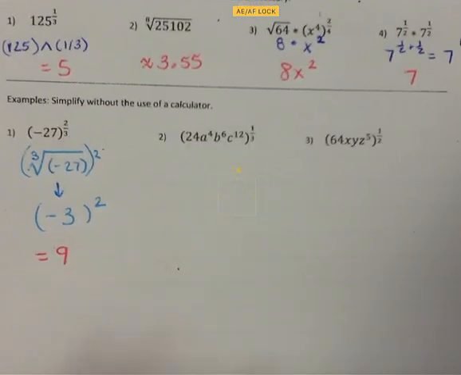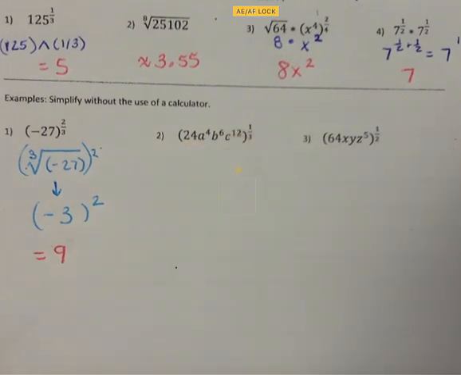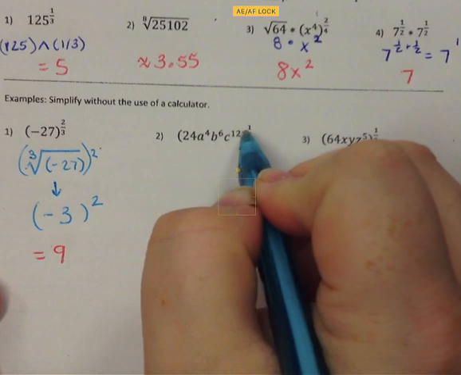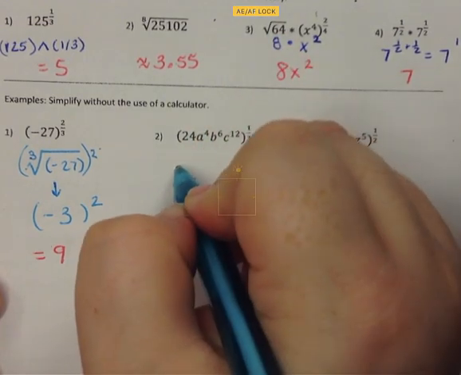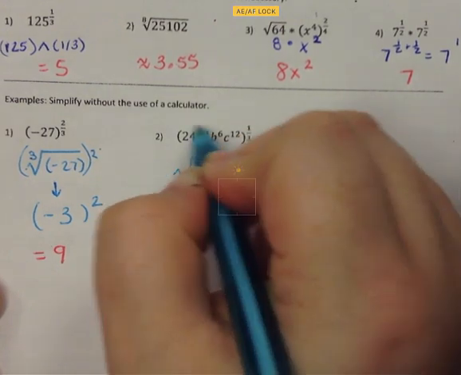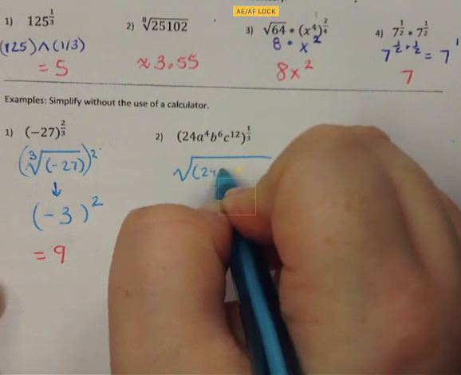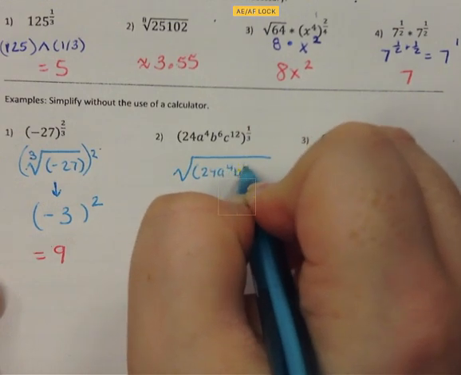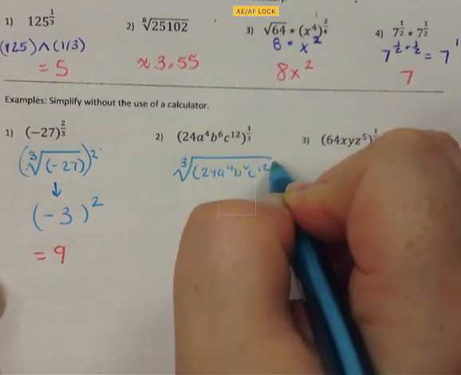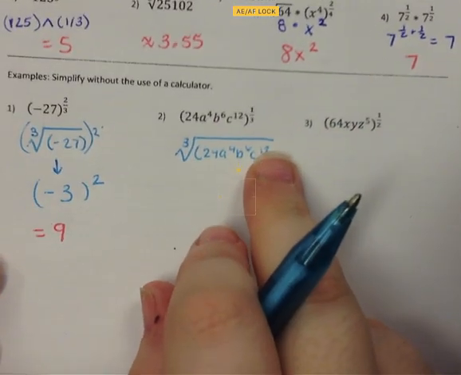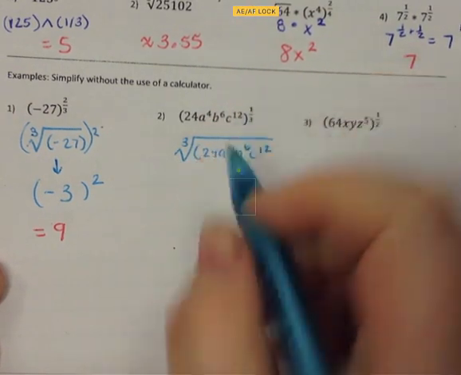Okay. On number 2, I want to simplify this by converting it. All of this is raised to the 1/3. So I have a fraction, so I want to turn it into a radical. All of this is inside my parentheses. So it's parentheses 24, a to the 4th, b to the 6th, c to the 12th. The index is 3, and it's all raised to the first power. So basically, I don't have to put another exponent on there. But I've just got to simplify, and this just goes back to simplifying radical expressions.